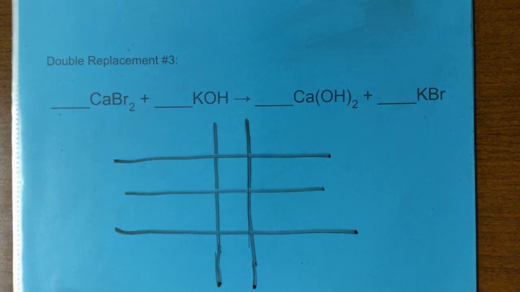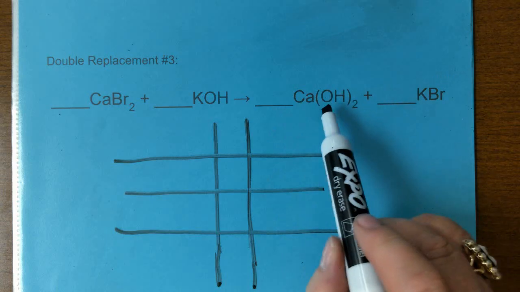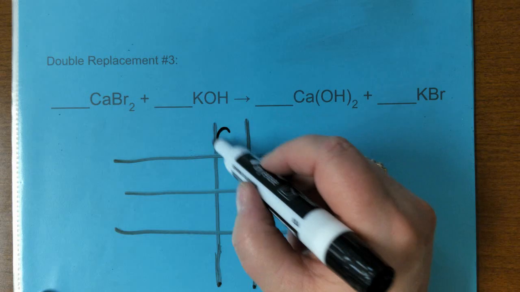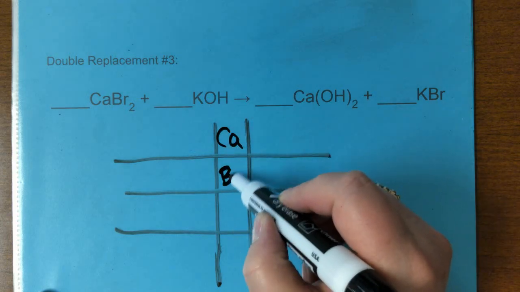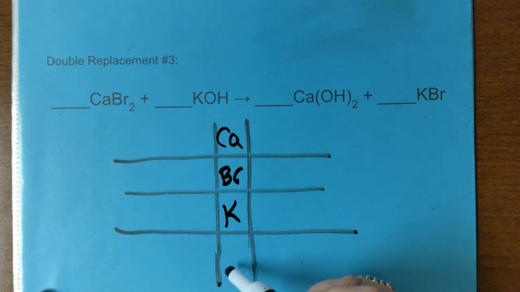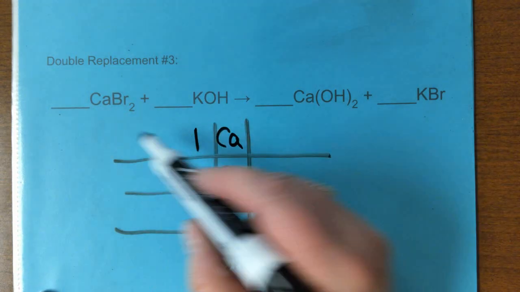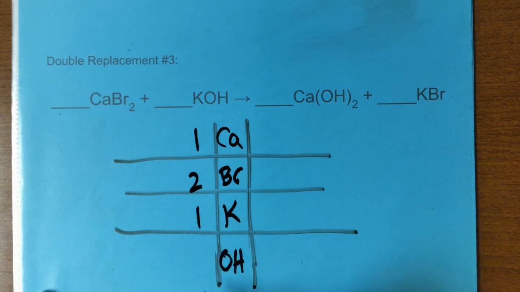All right, in this problem, I have a polyatomic OH. So I'm going to keep OH together. So I've got calcium, bromide, potassium, and I'm going to keep that OH together. If OH is not in parentheses, you have 1. If OH is in parentheses, you have more than 1. So I have 1 calcium, 2 bromide, 1 potassium, 1 hydroxide.